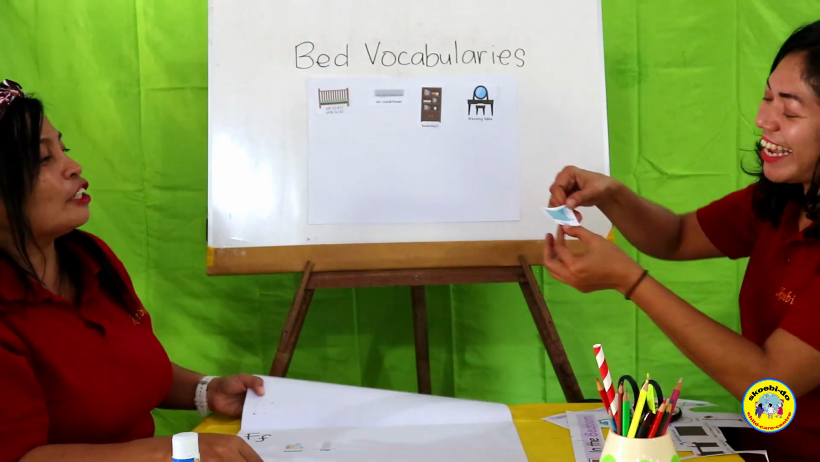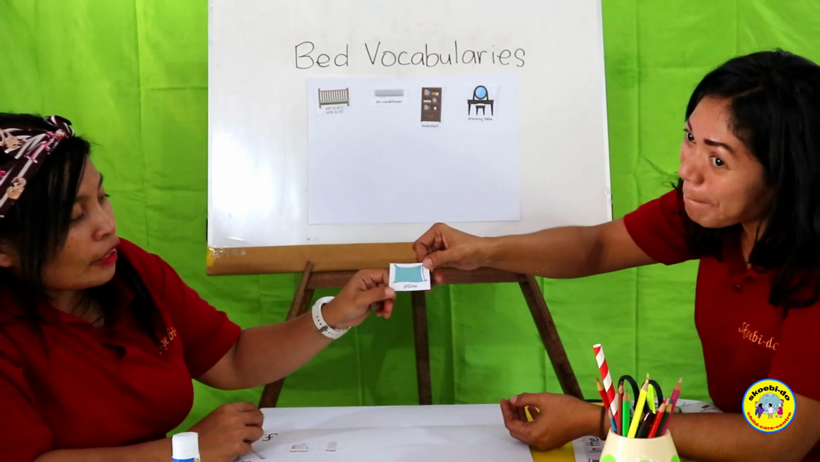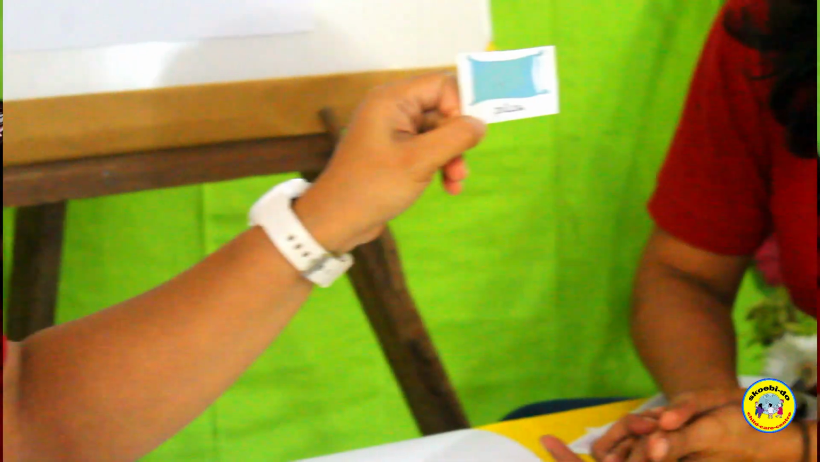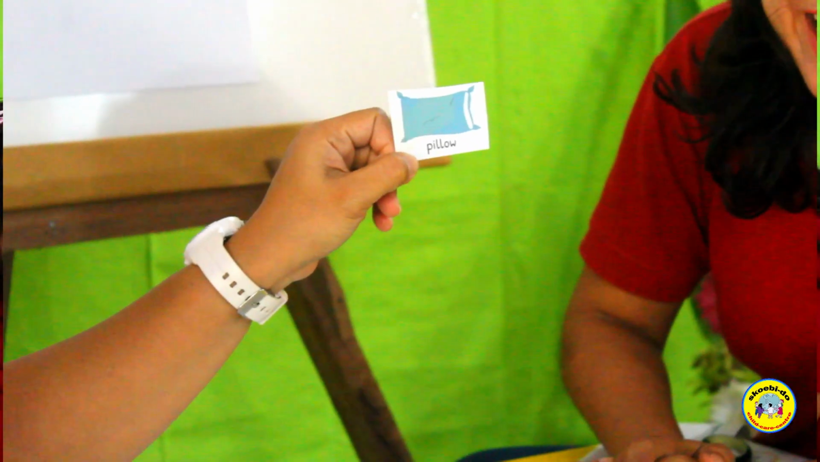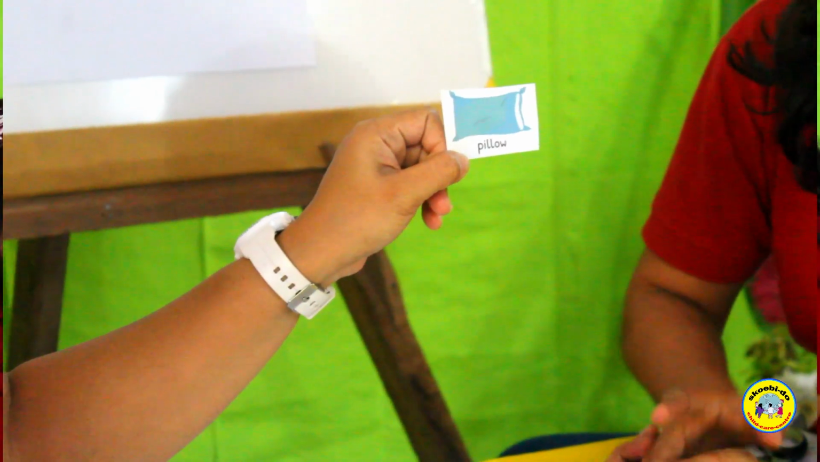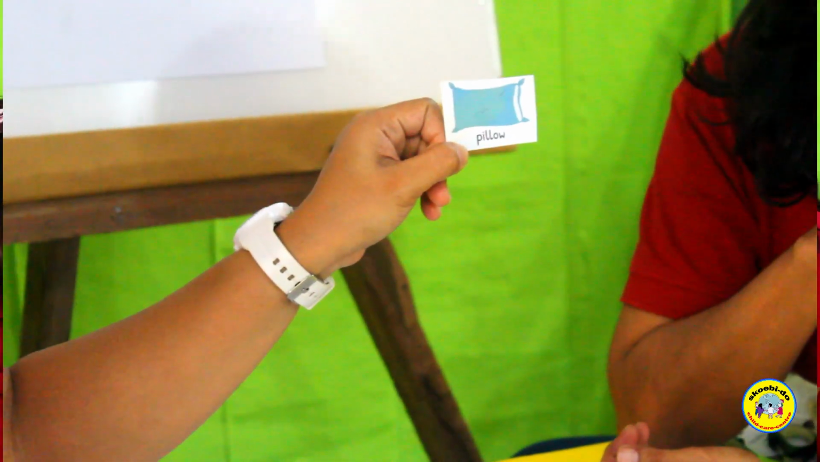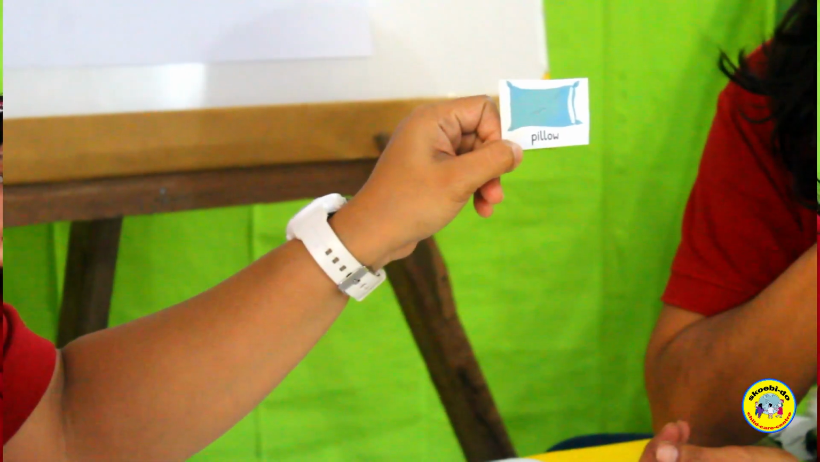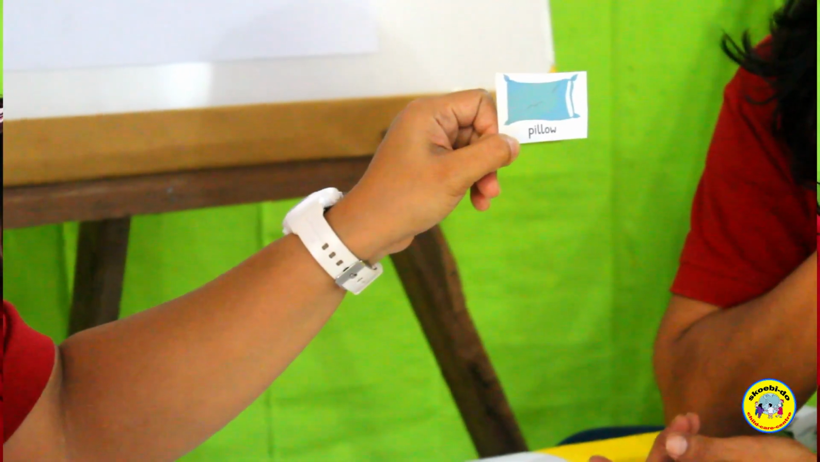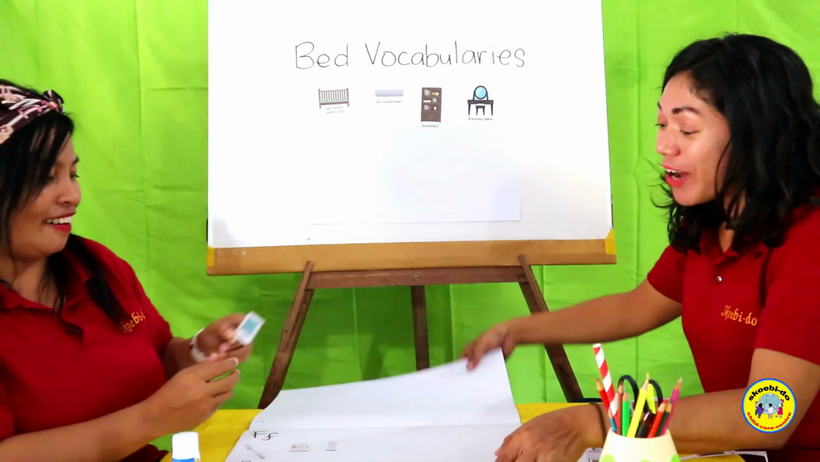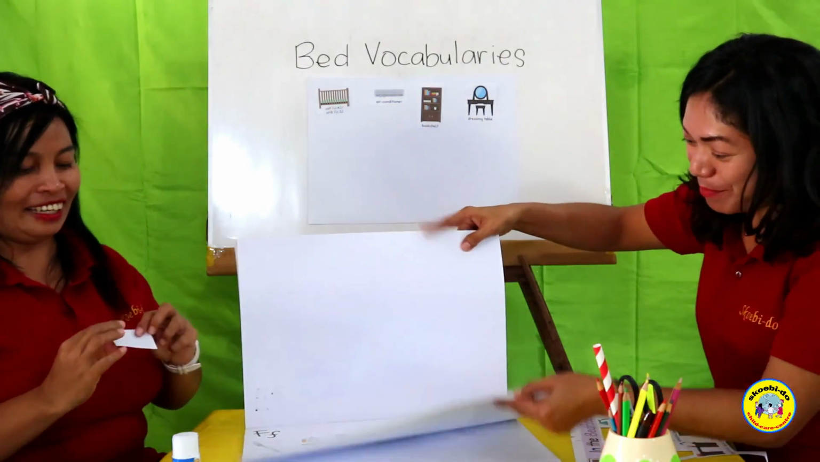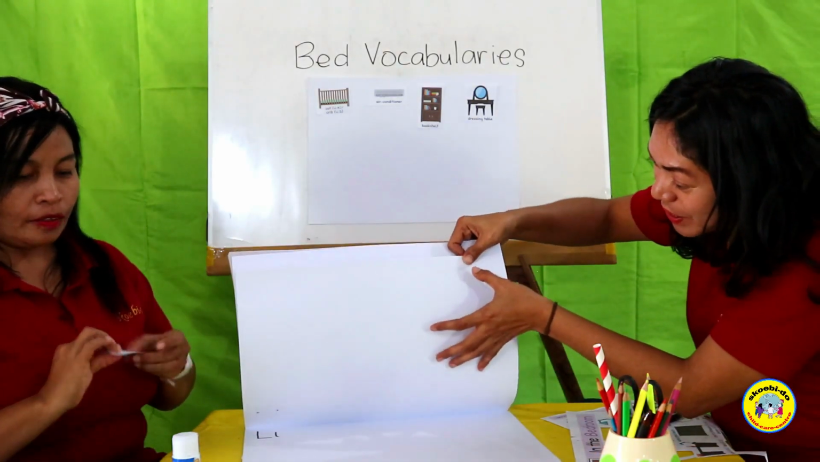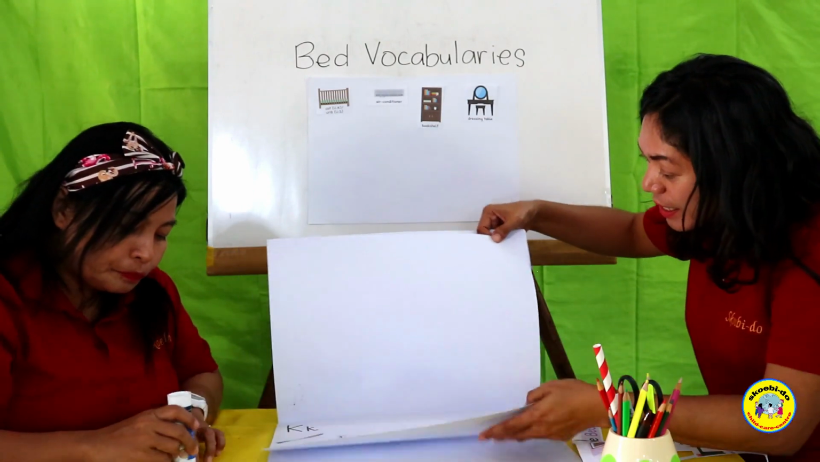Okay. What do we have next, Miss? What is it, Miss? Come closer. It's a pillow. Pillow, you start with the letter P, make the sound. Okay. I will put some glue on it.